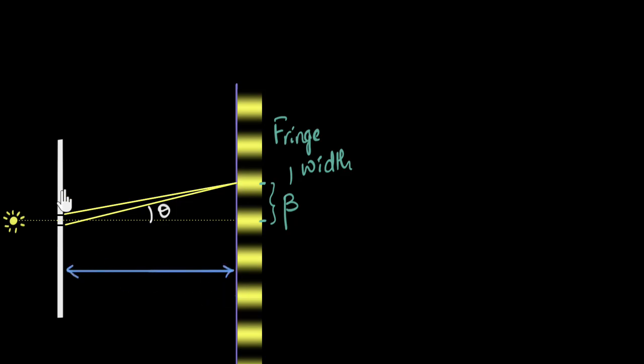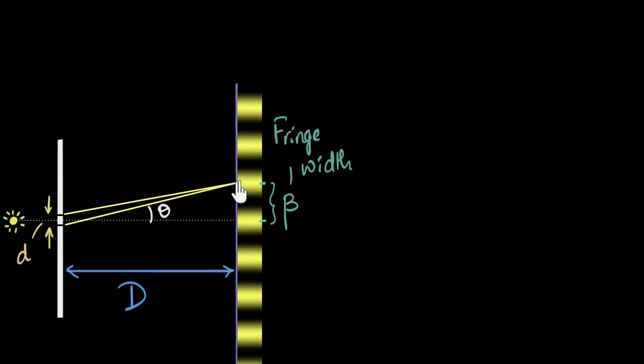The distance between the screen and the slits, we can just call that as capital D. And we also know what this distance is. Distance between the slits, we can call that as small d. So if I figure out what this angle is at which this constructive interference is happening, then from geometry, I can figure out what this distance is going to be. So the next question is, how do I figure out this angle, the angle at which constructive interference is happening?